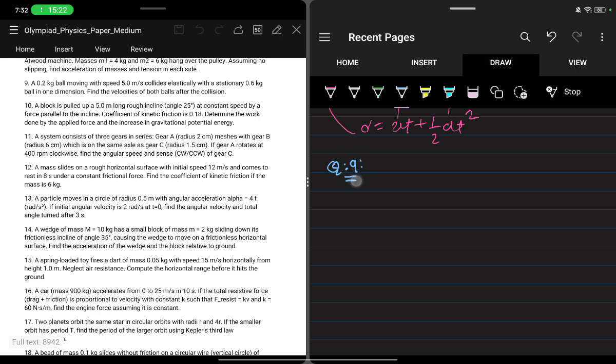A 0.2 kg ball is moving with a speed 5 meter per second. Collides elastically with a stationary ball. So this is our ball moving with velocity u1. It collides with a stationary ball. That means u2 is 0. Find the velocities of both balls after the collision.